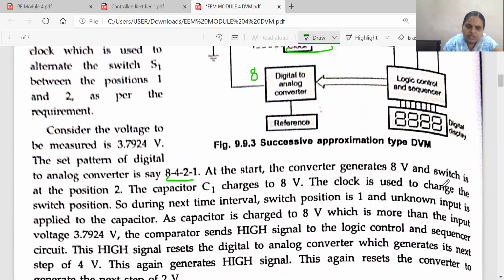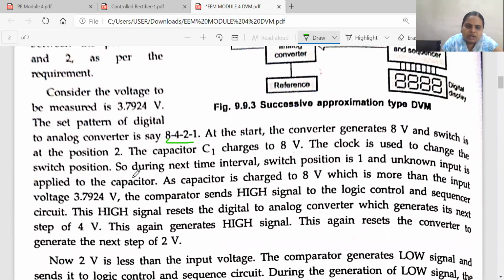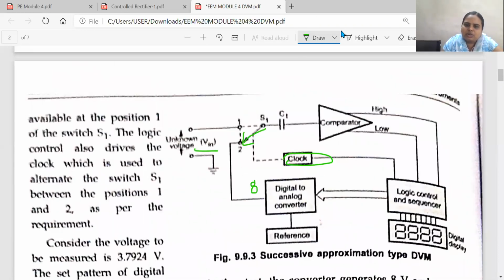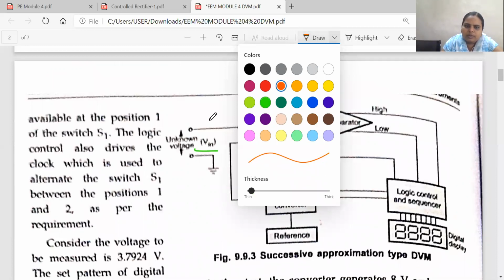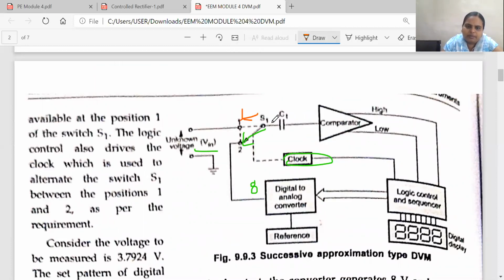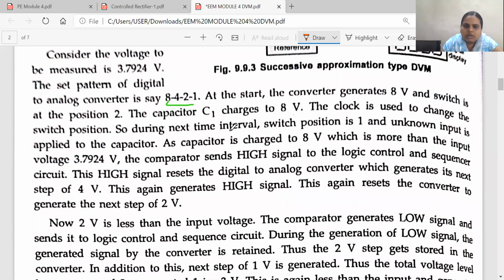The clock is used to change the switch position. So during the next time interval, the switch position changes from 2 to 1. After reading 8 volts, due to the clock, the switch moves to position 1, and the unknown input is applied to the capacitor. The capacitor was charged to 8 volts, which is more than the input voltage.